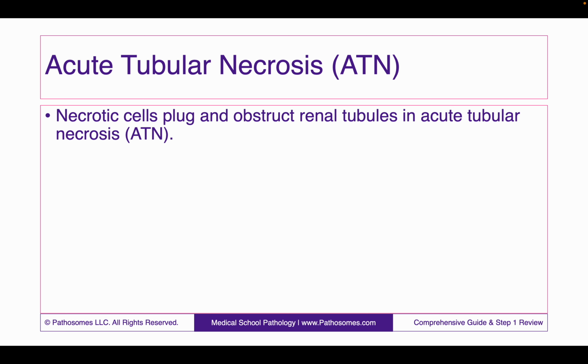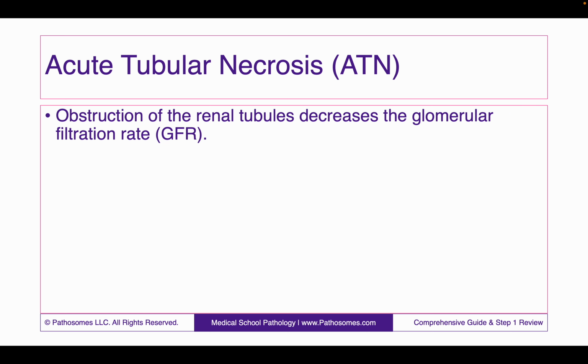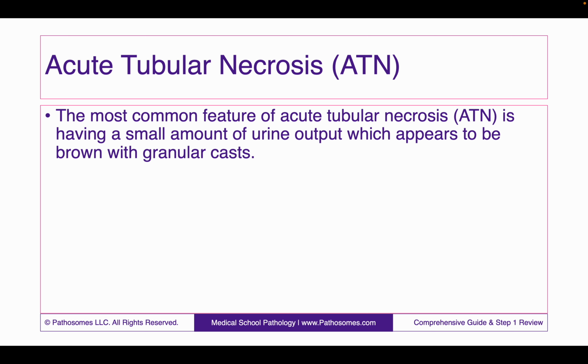With ATN, necrotic cells plug and obstruct renal tubules. Obstruction of the renal tubules decreases the GFR. The most common feature of acute tubular necrosis is having a small amount of urine output, right? Small, which appears to be brown with granular casts.